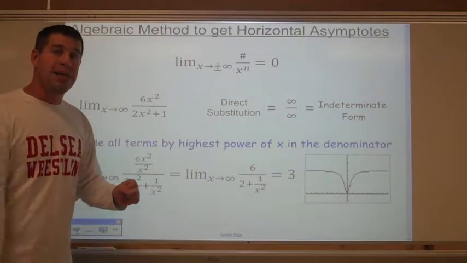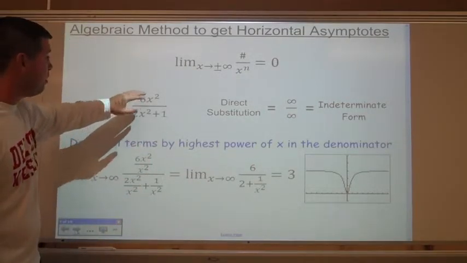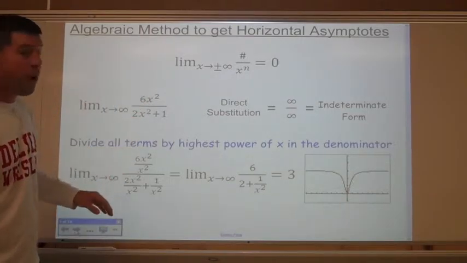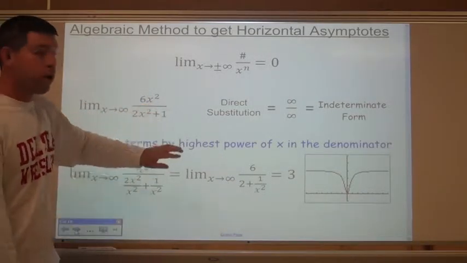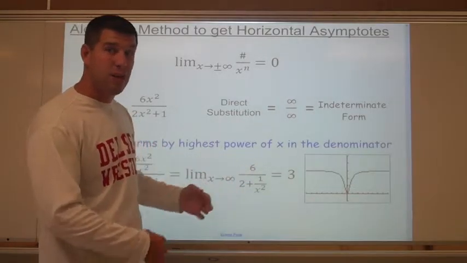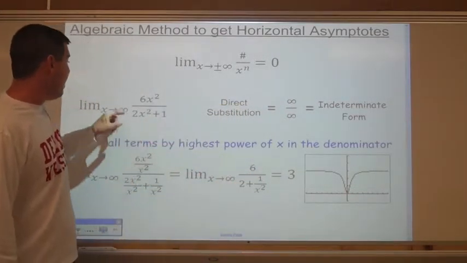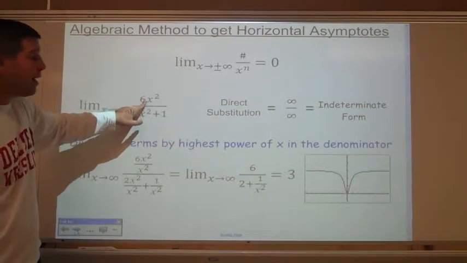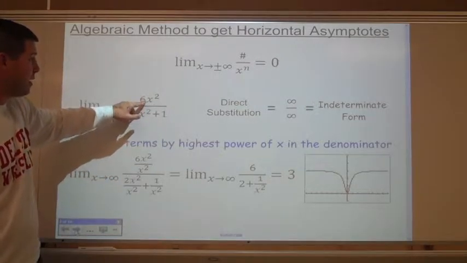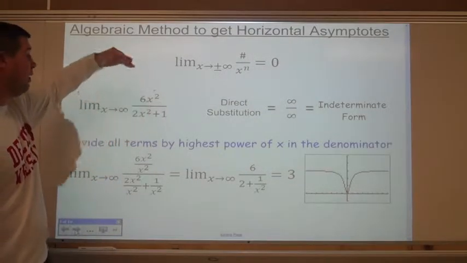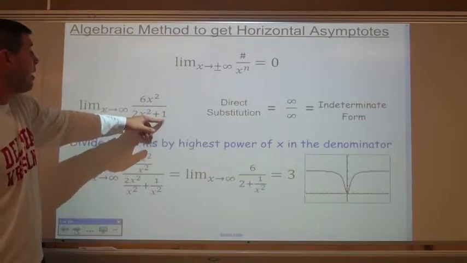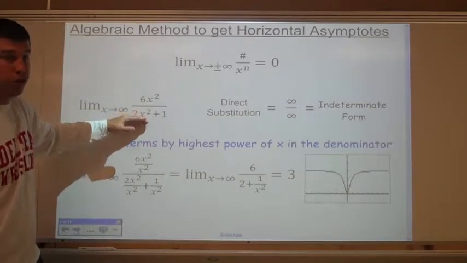So, just like limits in chapter 1, you take the limit as x approaches infinity of 6x squared over 2x squared plus 1, the same function. We're going to try direct substitution. Try that first, see if it's easy. Plug in infinity. Well, the top goes to infinity, the bottom goes to infinity. 6x squared, as x gets really, really big, gets really, really big. 2x squared plus 1, as x gets really, really big, the bottom gets really, really big.